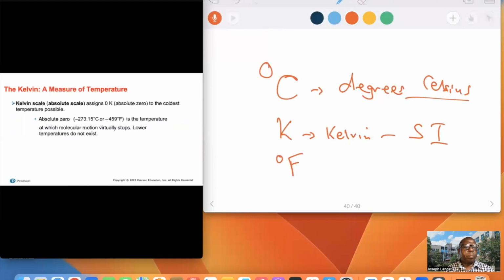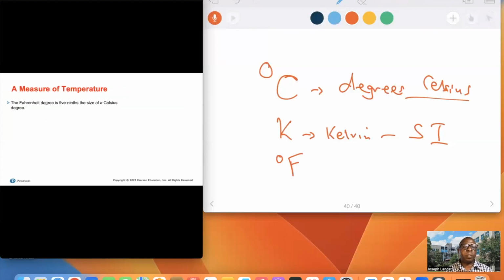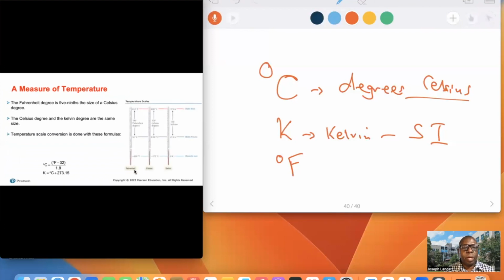Let's see the temperature measurement. I've shown you these 3 units. You need to be able to convert from one system to the other. In other words, temperature conversion from degrees Celsius to Kelvin, from Kelvin to Fahrenheit, and so forth. This is the name of a person who came up with the thermometer for measuring temperature. We use Fahrenheit also. What I want to show you is the 3 scales: Fahrenheit, Celsius, and Kelvin.